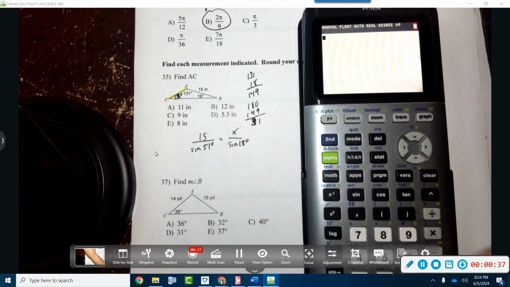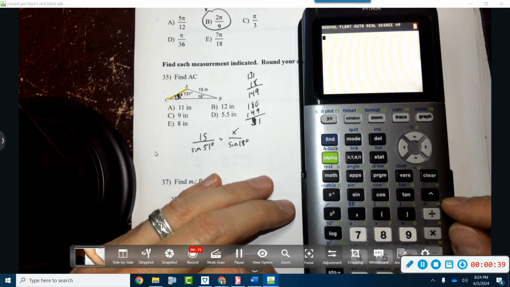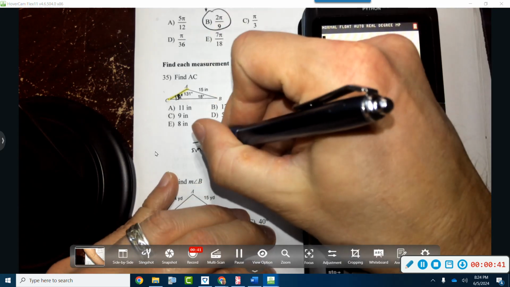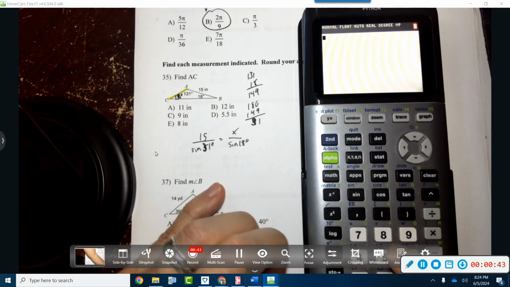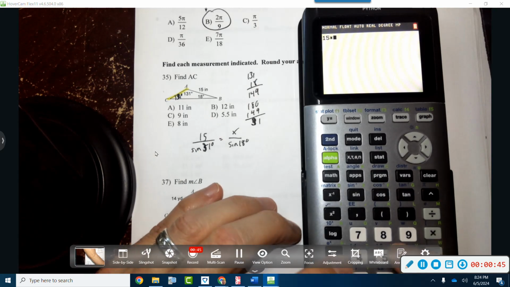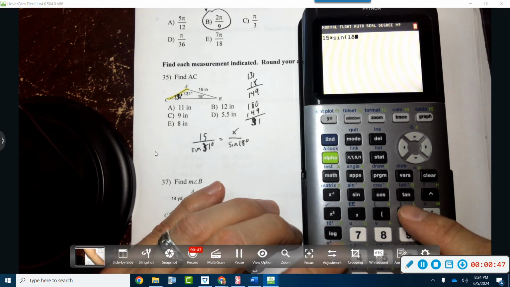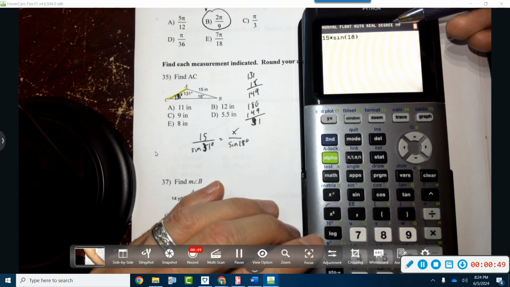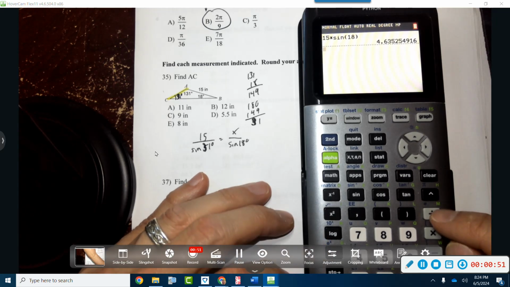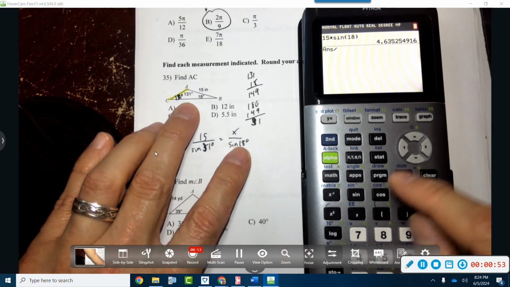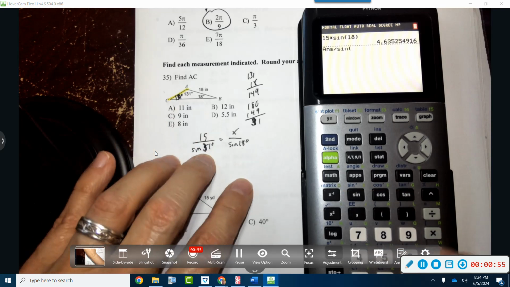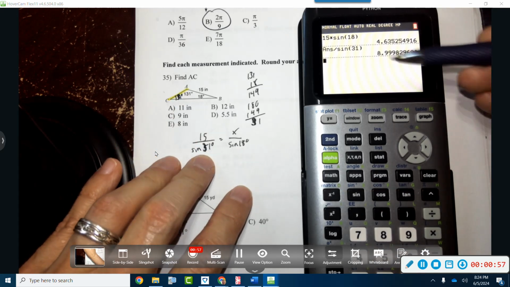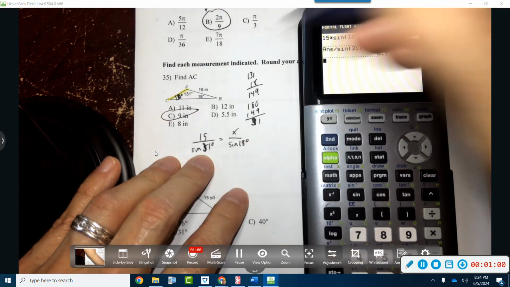Okay. All right. So with that, let's fix this guy. So 15 times the sine of 18. Okay, and I am in degrees, so I'm all set. Hit enter. Divide by the sine of 31. And we got 9, so our answer is 9.